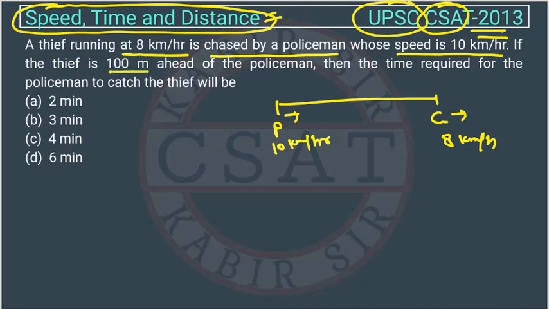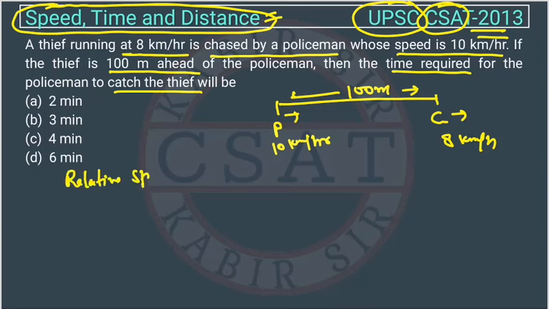If the thief is 100 meter ahead of the policeman, so the distance between them is 100 meter, then what is the time required for the policeman to catch the thief? In this kind of question we use the concept of relative speed. Because both are going in the same direction, the relative speed between the police and thief will be the difference of their speeds. So the difference is 10 minus 8, which is equal to 2 km per hour, right?